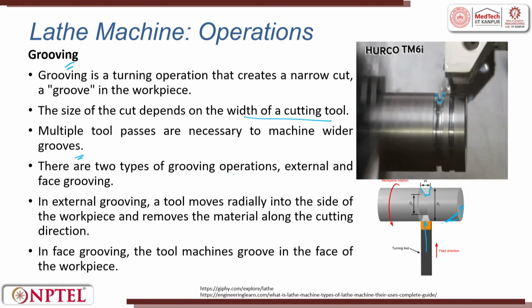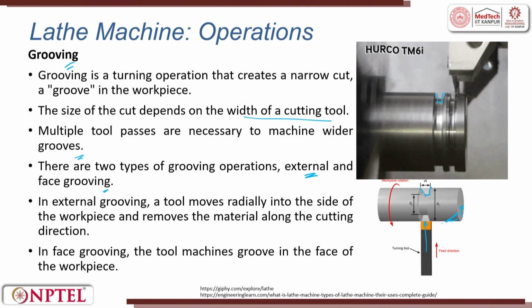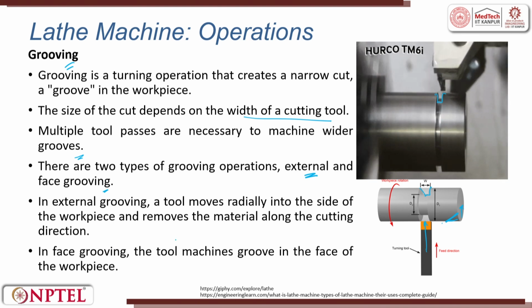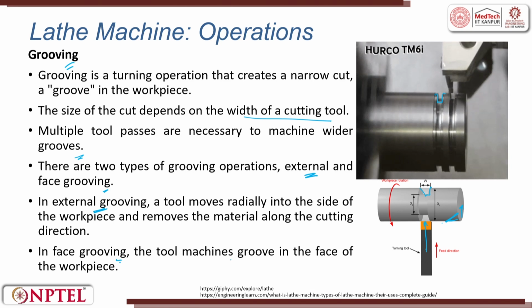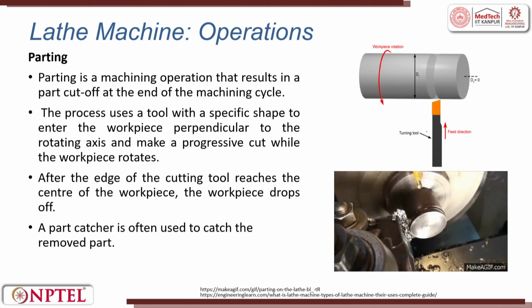There are two types of groove operations: external grooving and face grooving. In external grooving, the tool moves radially into the side of the workpiece and removes the material along the cutting operation. That is called external grooving. When the tool machines grooves on the face of the workpiece, it is called face grooving. So this is external grooving, what is shown to you.